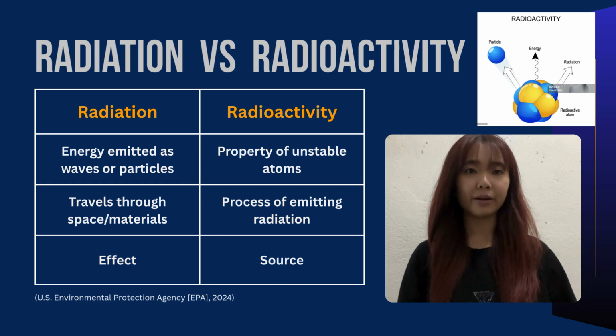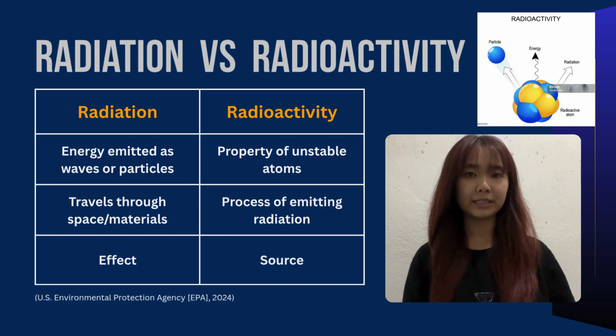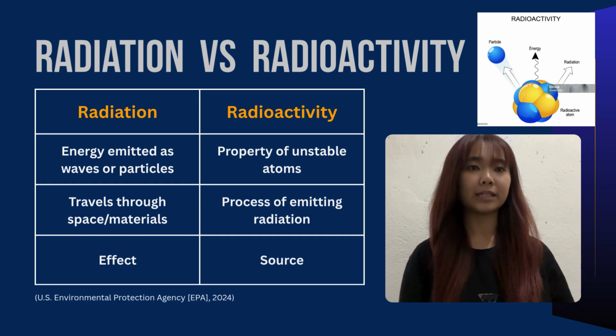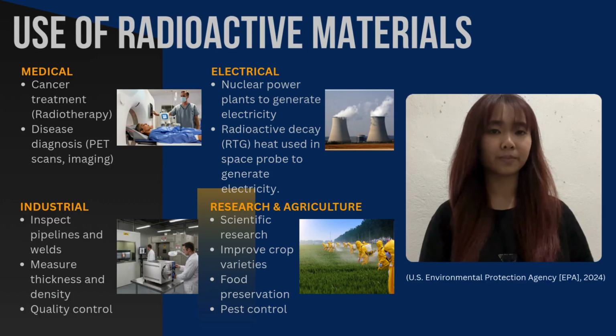Then, we talk about the difference between radiation and radioactivity. Radiation is the energy emitted in the form of waves or particles. It travels through space and can pass through materials. Radioactivity is the property of unstable atoms that causes them to emit radiation as they break down into more stable forms. Radioactive materials are used in many important fields.